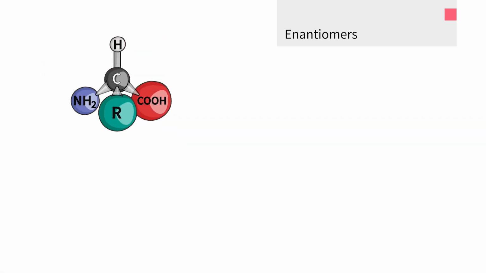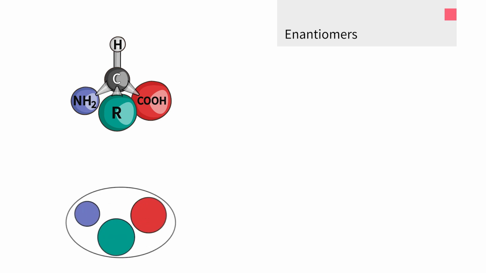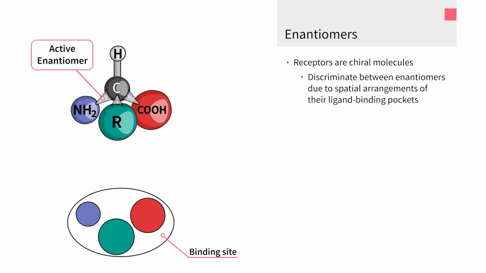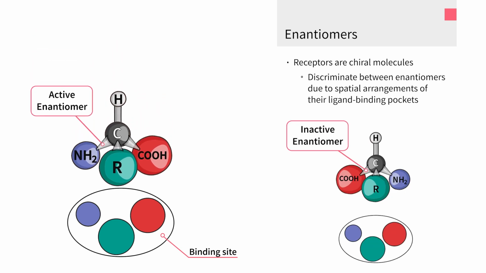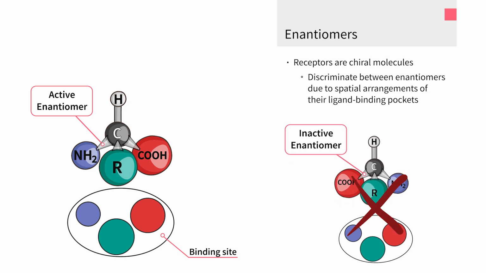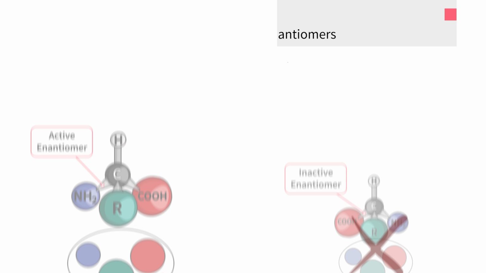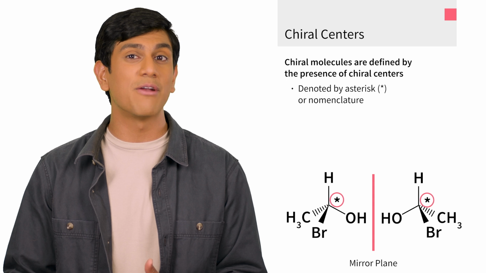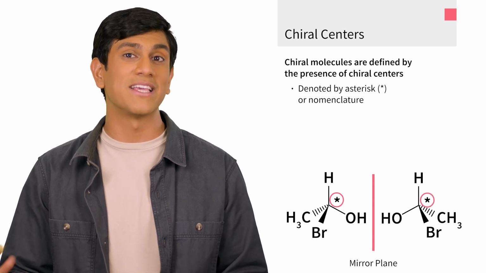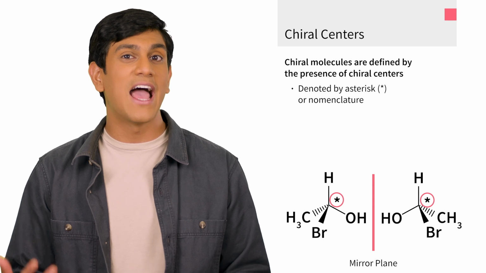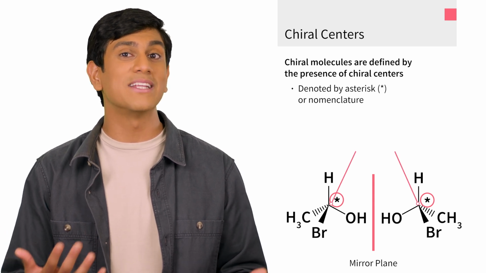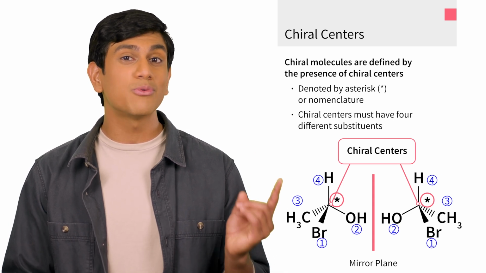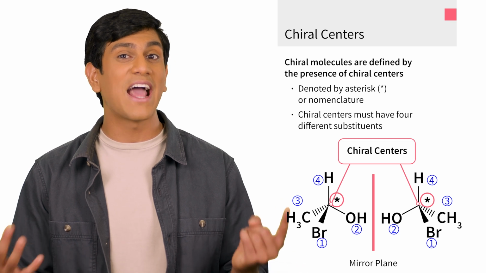An important application of this idea in biological systems is the idea of a receptor. As proteins, receptors are chiral molecules overall, and many of them discriminate between enantiomers, usually tending to be highly specific for one over the other due to the specific spatial arrangements of their ligand binding pockets. So, chiral molecules are defined by the presence of chiral centers, which are sometimes denoted by an asterisk or by specific nomenclature-based labels that we'll introduce in a few moments. As we mentioned earlier, you can recognize that a carbon is a chiral center by recognizing that it has 4 different substituents. Bonus points if you also remember that carbon would be sp3 hybridized if it has 4 substituents.